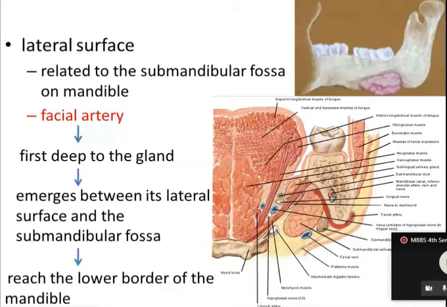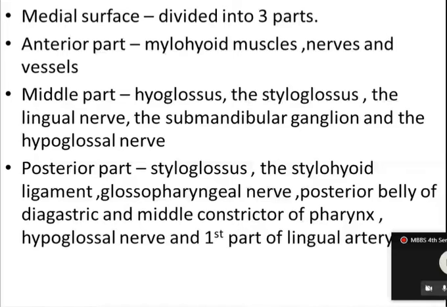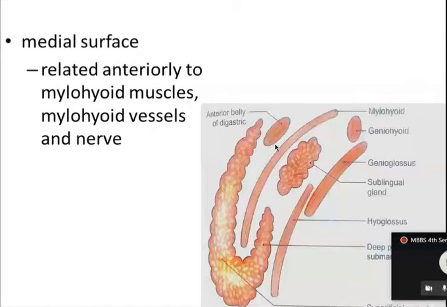So the medial surface is related anteriorly to the mylohyoid muscles, and the mylohyoid vessels and the nerves are also there. So mylohyoid muscle is in the medial aspect of the superficial part of the gland. So this is the superficial part of the gland. This one is the deeper part of the submandibular salivary gland. So the medial surface is divided into three parts, that is the anterior part, middle part, and the posterior part.